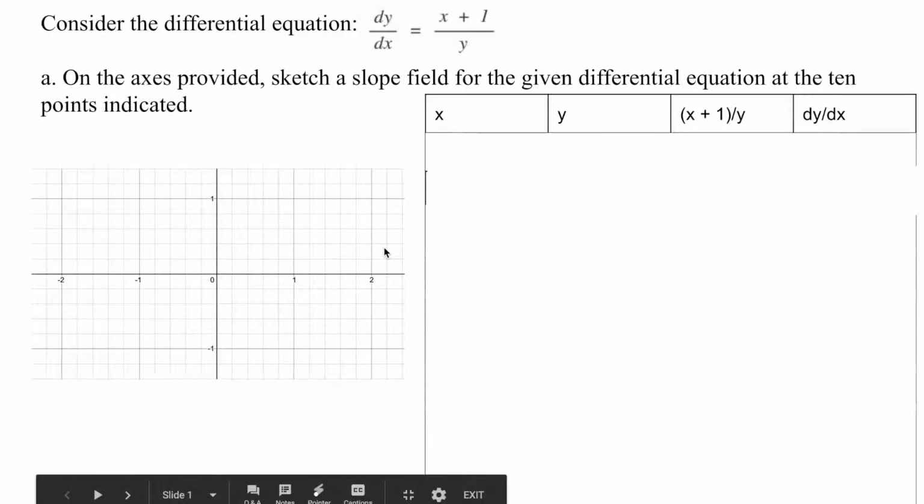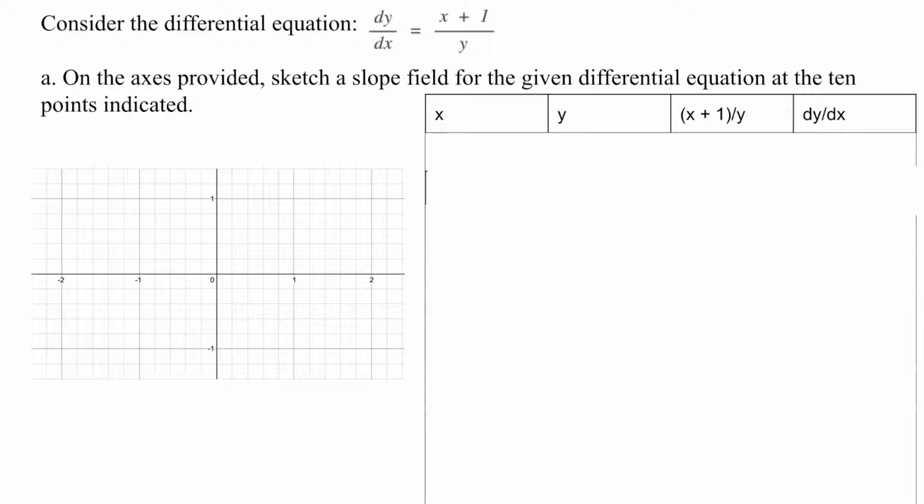The question asked, on the axes provided, sketch a slope field for the given differential equation at the 10 points indicated. So we're going to plug in the coordinates of the x and y point into the differential equation to find the slope of the line at that point. Starting off with (2, 1), when we plug that in, we get -2 plus 1 over 1, which gives us -1. So we're going to draw a line with a slope of -1 at that point.